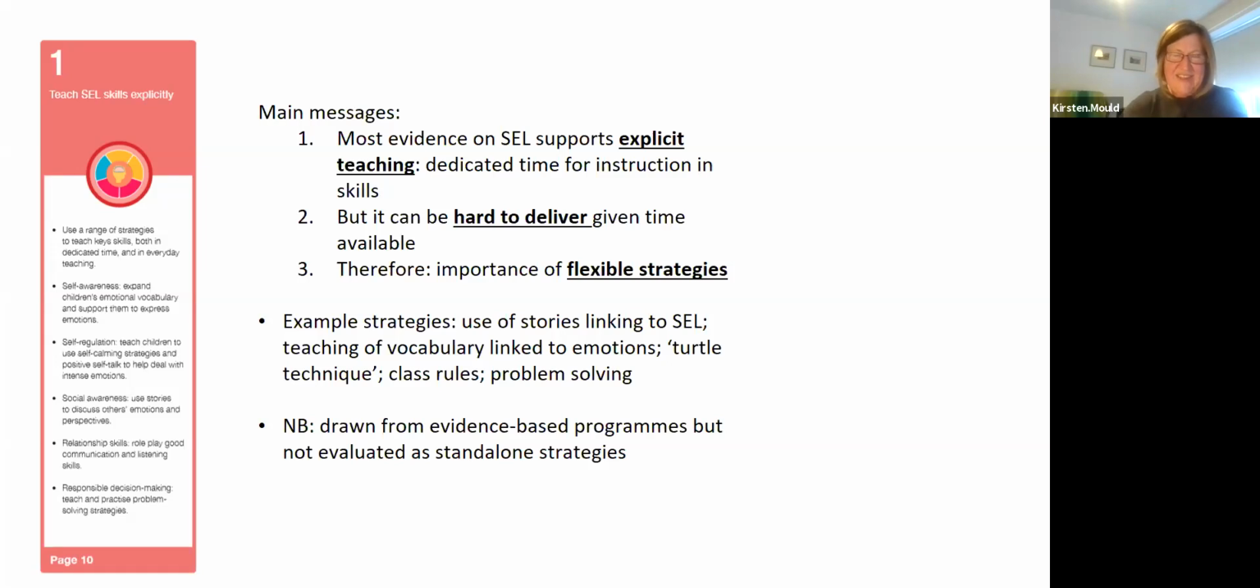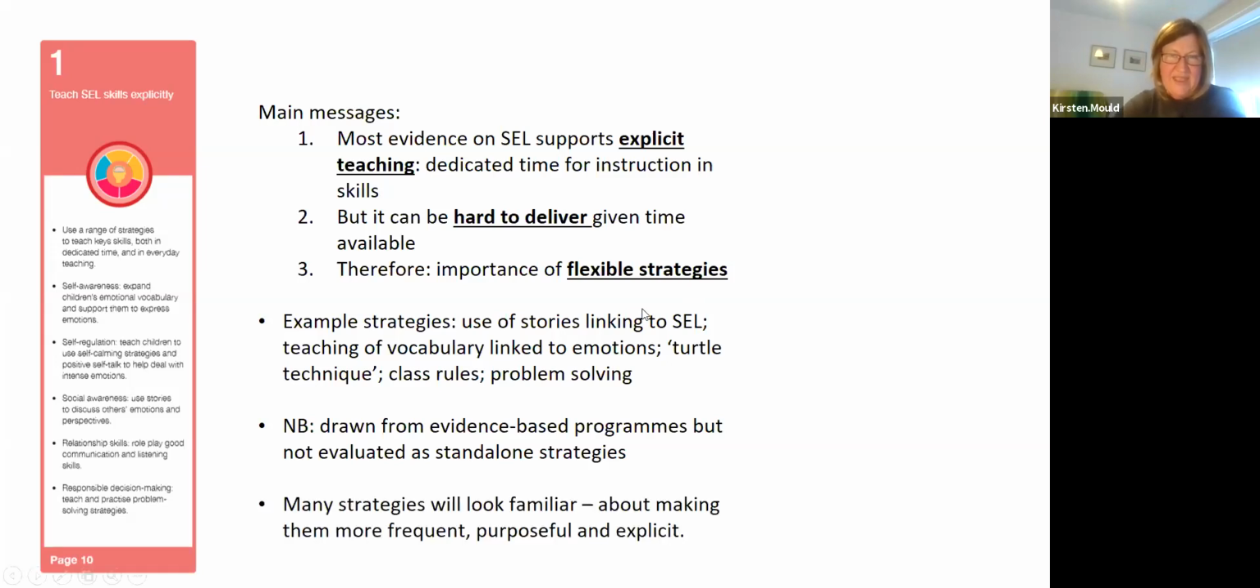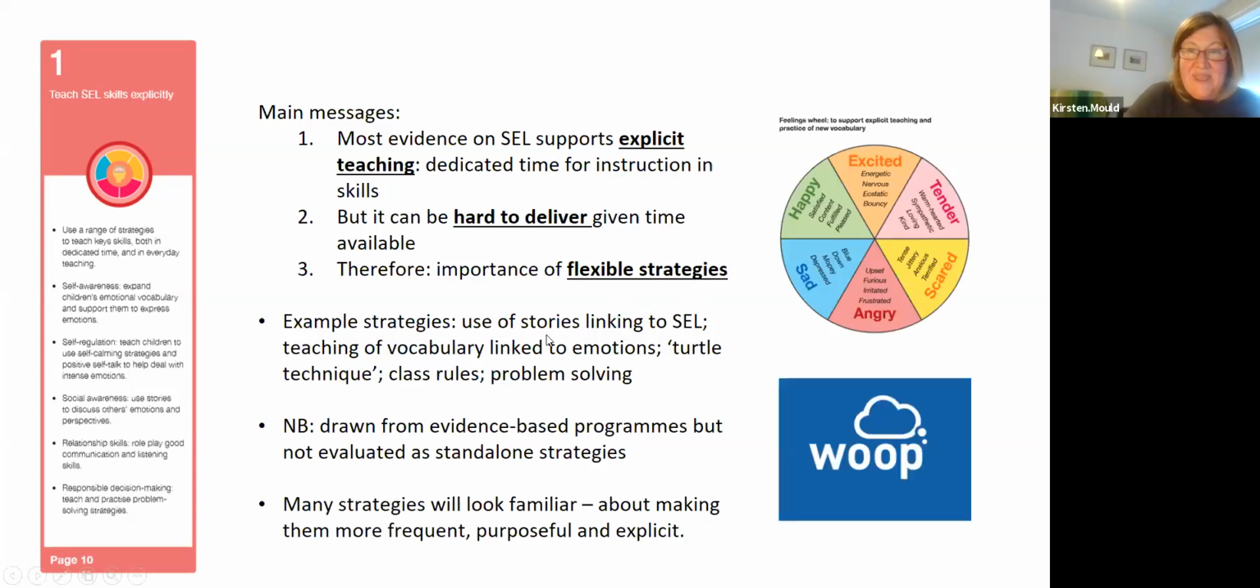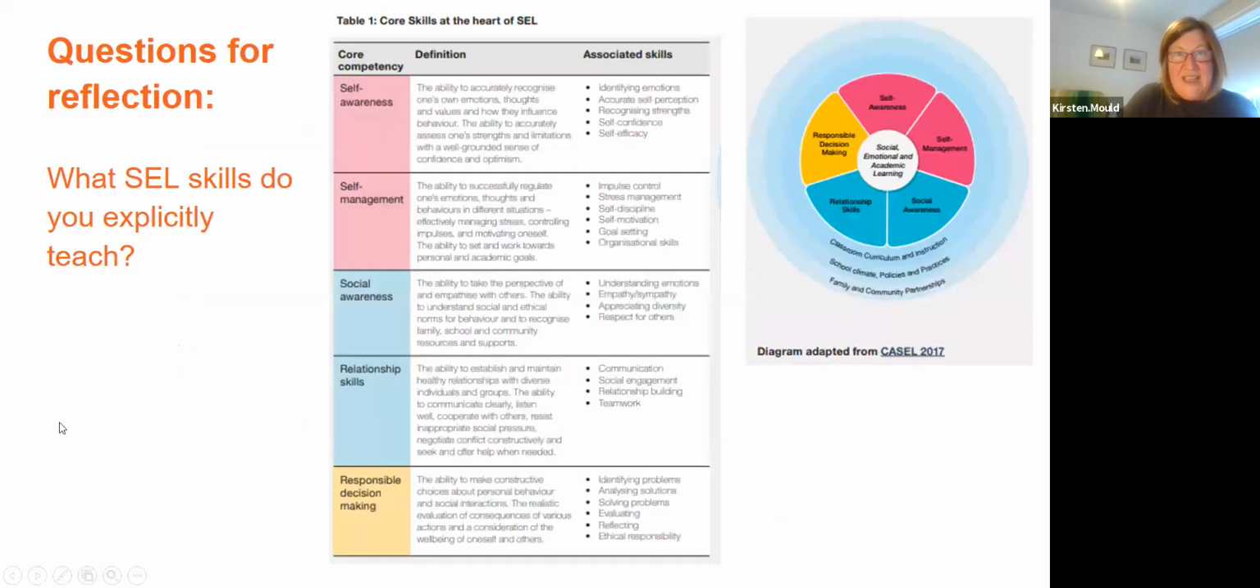And on the next slide, it gives you a summary of the core competencies that we've already had a look at, and they appear within the guidance and give us a little reminder. So that's self-awareness and self-management, social awareness and relationship skills, and responsible decision making. And I just want to pause for a moment and for you to think about what SEL skills you explicitly teach already. Where do they fit?